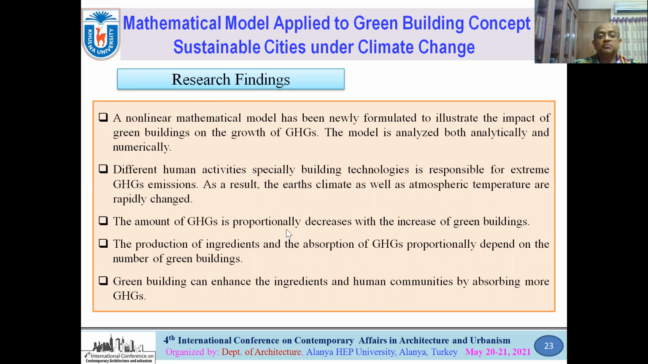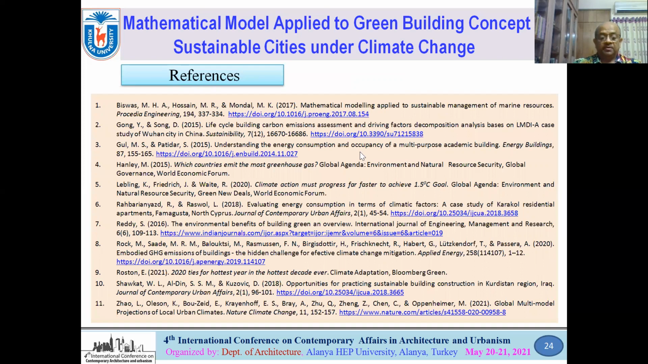The amount of greenhouse gas proportionally decreases with the increase of green buildings. The production of ingredients and absorption of greenhouse gases proportionally depend on the number of green buildings. So green buildings can enhance the ingredients and human communities by absorbing more greenhouse gases, and it will help the sustainable development of our cities, and it will save our future life for our future generations. So this is the basic summary of our talk.